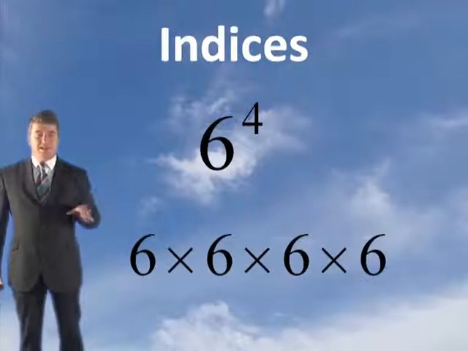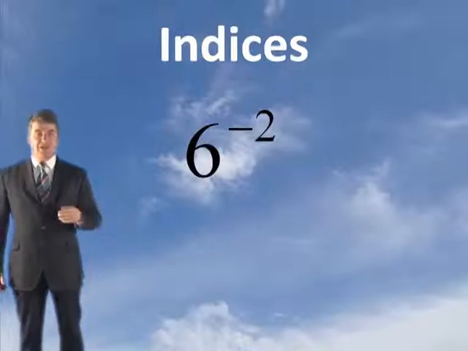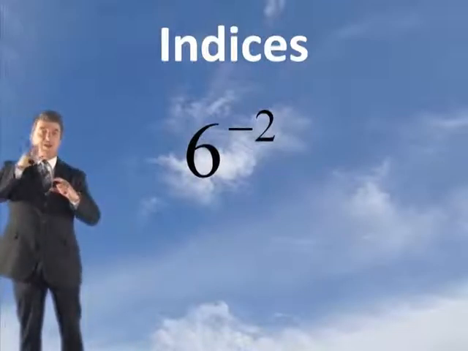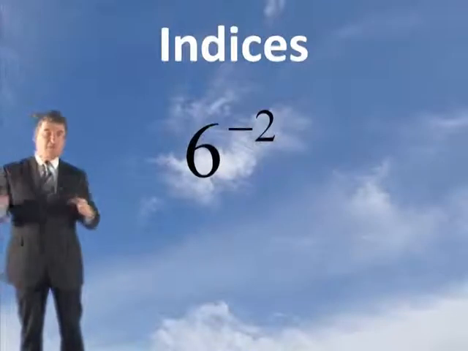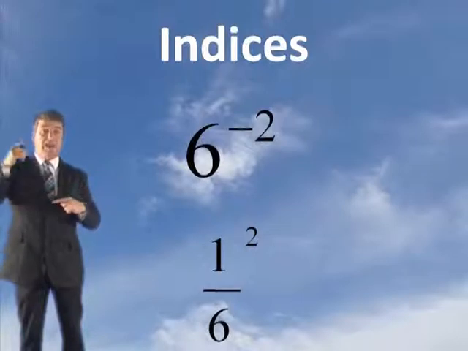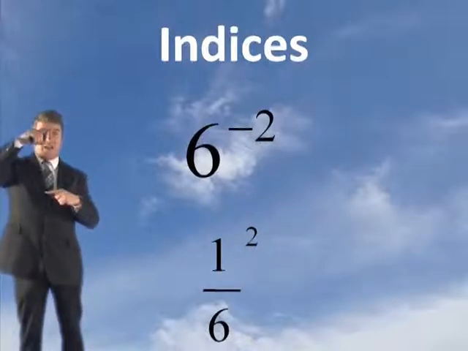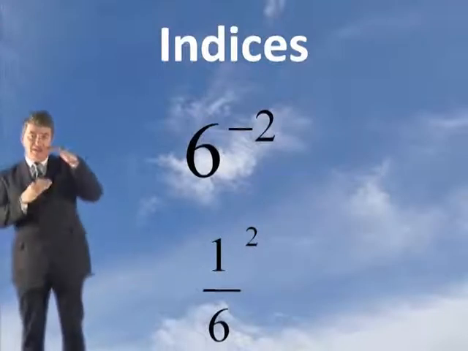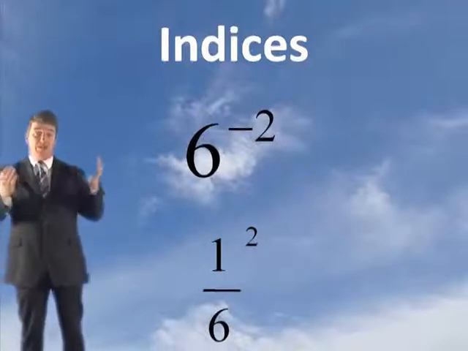But what happens if you see this? 6 to the power of minus 2. Well, this has been inverted. It's been flipped over. What 6 to the power of minus 2 really means is 1 divided by 6 squared. So if I make 1 divided by 6, if I flip it over and invert it, it makes it 6 to the power of minus 2. Do you understand? They've inverted it, turned it over from a fraction into a whole number.